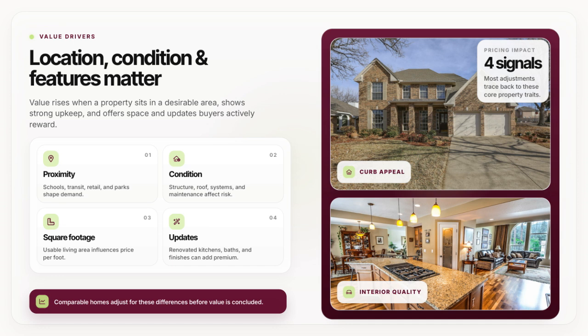In summary, location, condition, square footage, and updates are the core traits that guide how a home's value is determined. These four signals are where most value adjustments come from, shaping how buyers perceive and price a property.